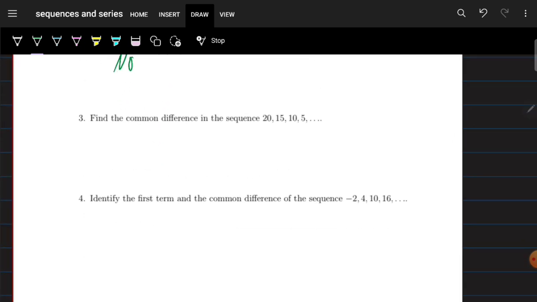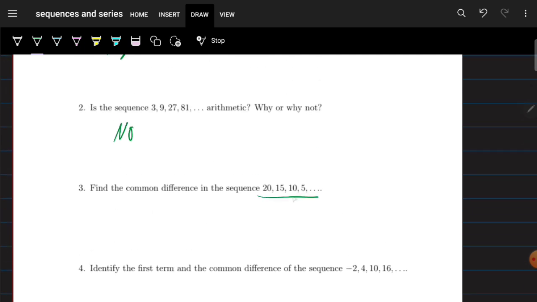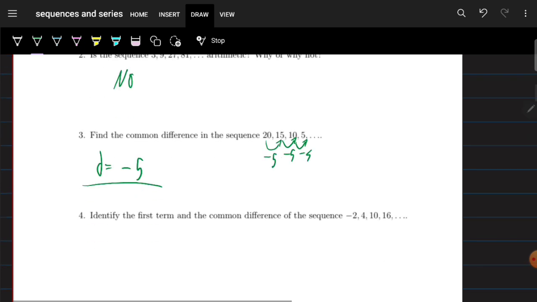All right, number 3, the common difference. It says find the common difference in this sequence. So let's see, we're going from 20 to 15, so that's minus 5. Again, from 15 to 10, that's minus 5. 10 to 5, that's minus 5. So our common difference, d, is equal to negative 5.